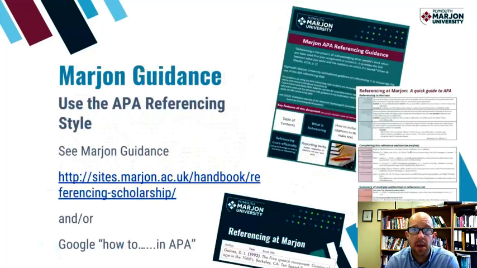And Marjon guidance is to make use of the APA referencing style, which is well documented online and is an internationally known standard format of presenting references. By using this international format, it enables us to make use of multiple types of tool and online help that we can use to try and make this process more efficient.